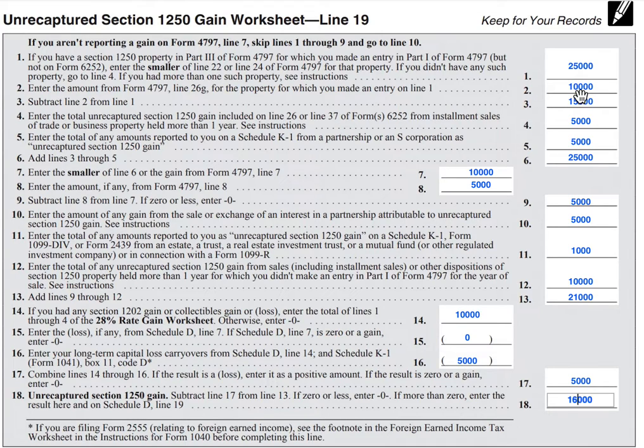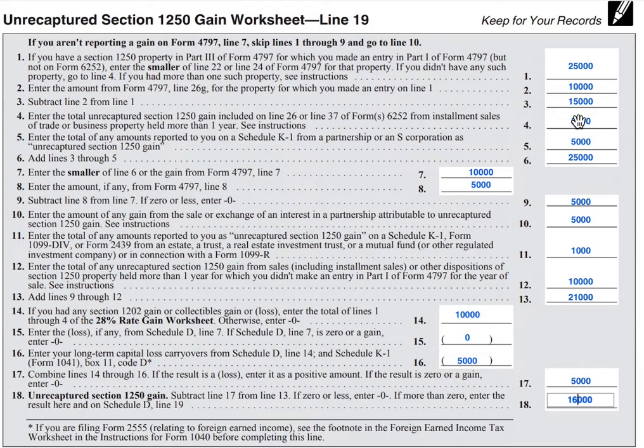In line 1, if you have a Section 1250 property in Part 3 of your Form 4797, for which you made an entry in Part 1, but not on Form 6252. So you reported this sale, but it wasn't an installment sale. Then you'll enter the smaller of either line 22 or line 24 of that property, which means line 22 being the depreciation, line 24 is the total gain. So you're going to enter the smaller of either of those numbers.